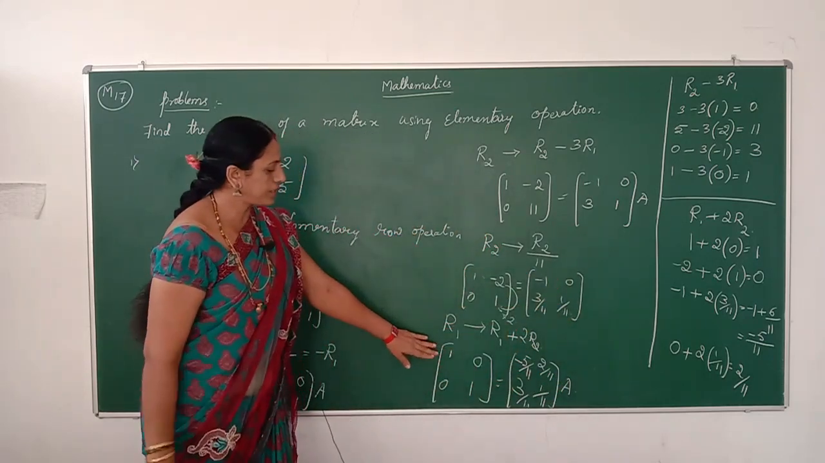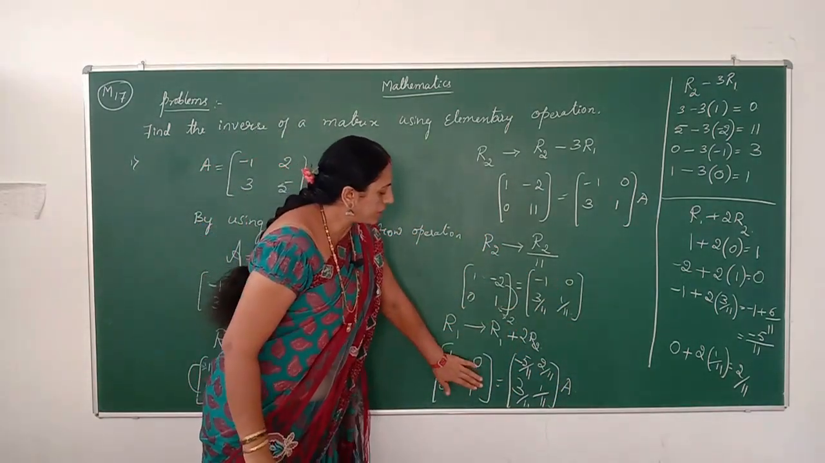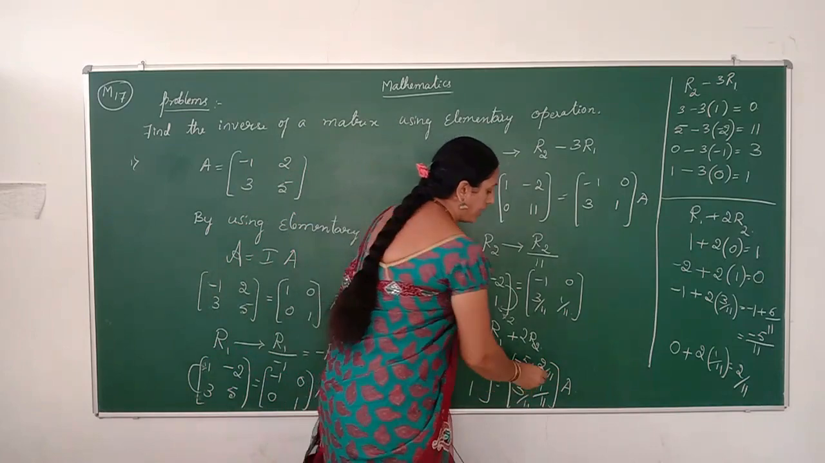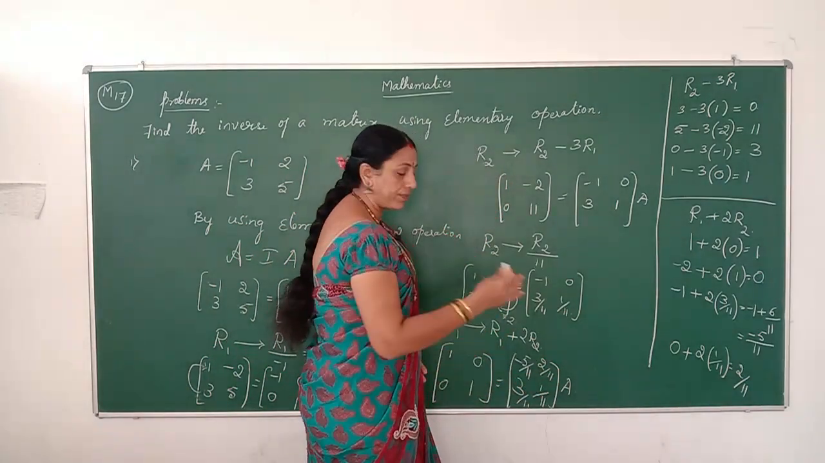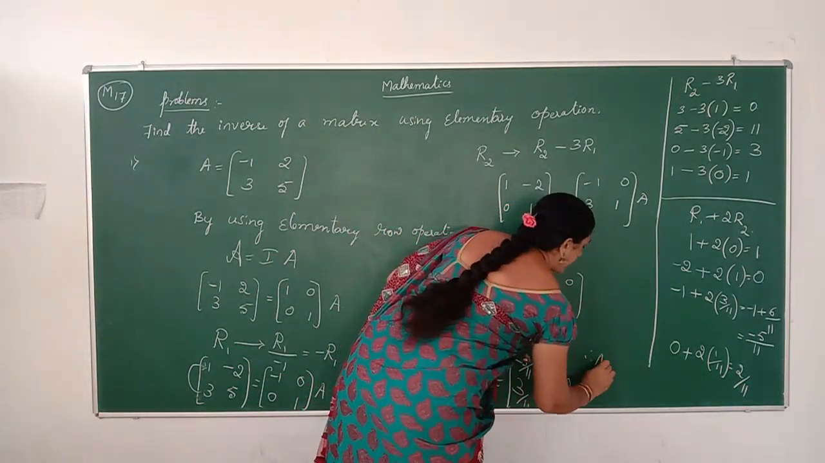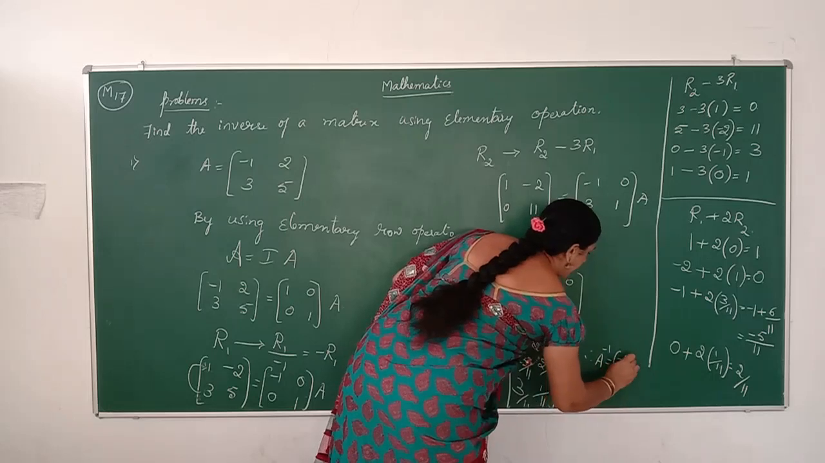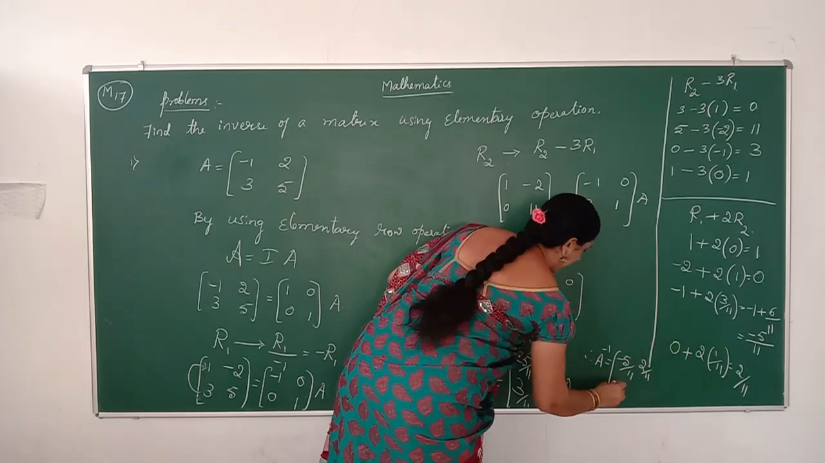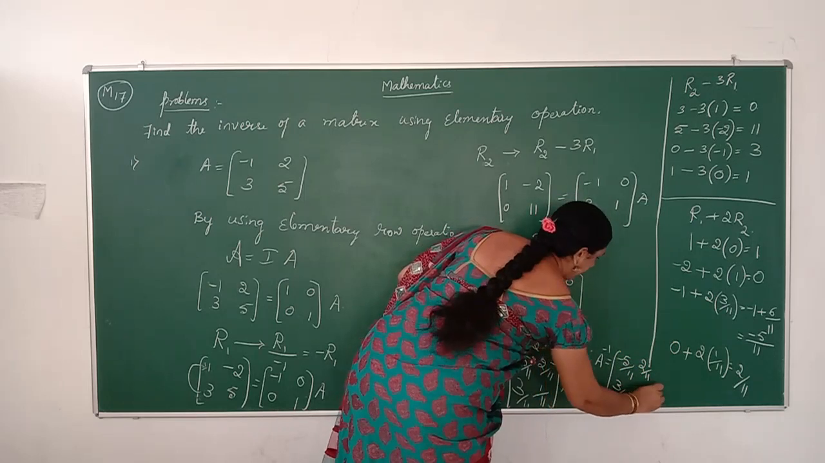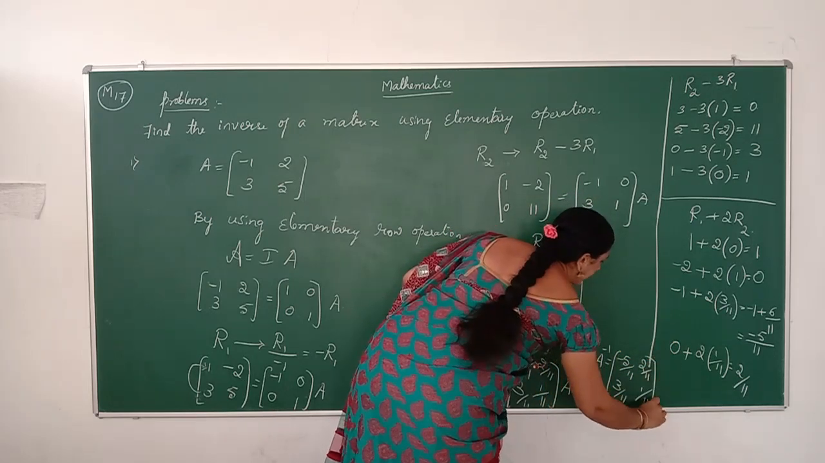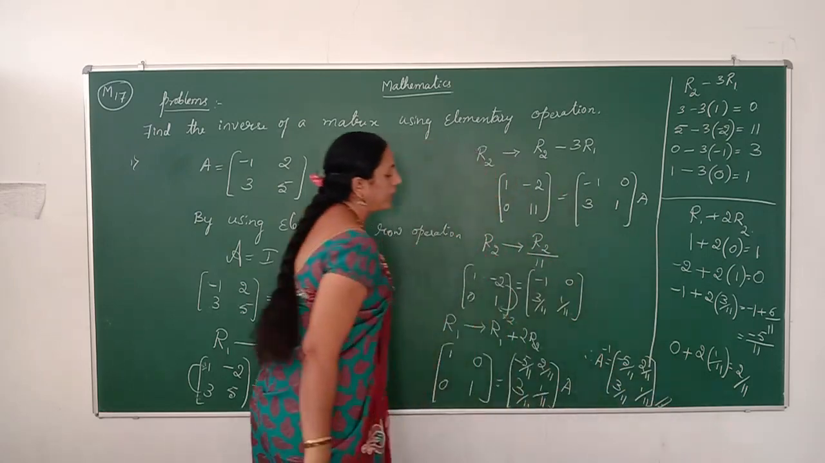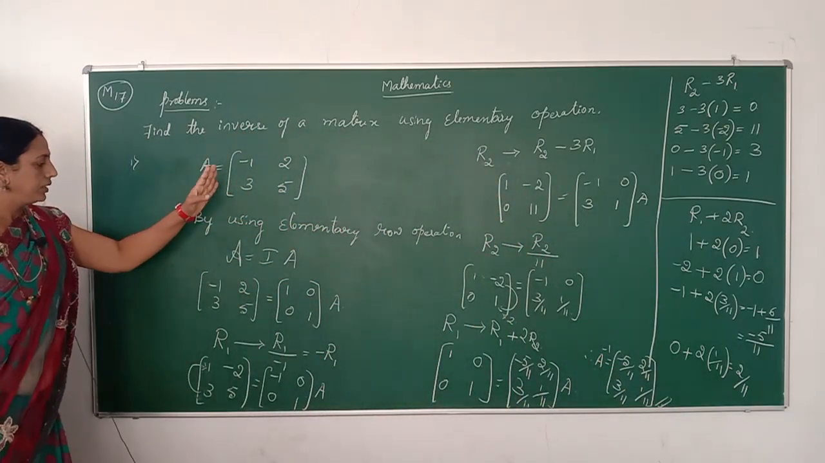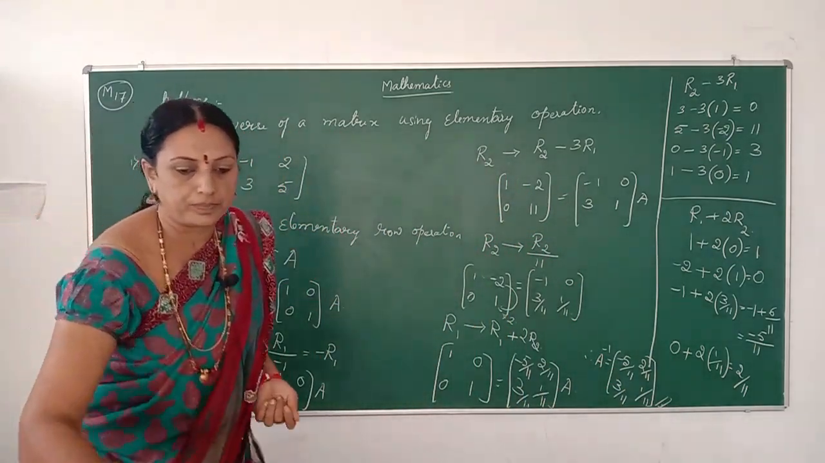Therefore, if it is in the form I is equal to B into A, then that B is called the inverse of A. Therefore, A inverse is nothing but minus 2 divided by 11, 5 by 11, 2 by 11, 3 divided by 11 and 1 divided by 11. So, these are the inverse of that matrix. So, it's one of the results.